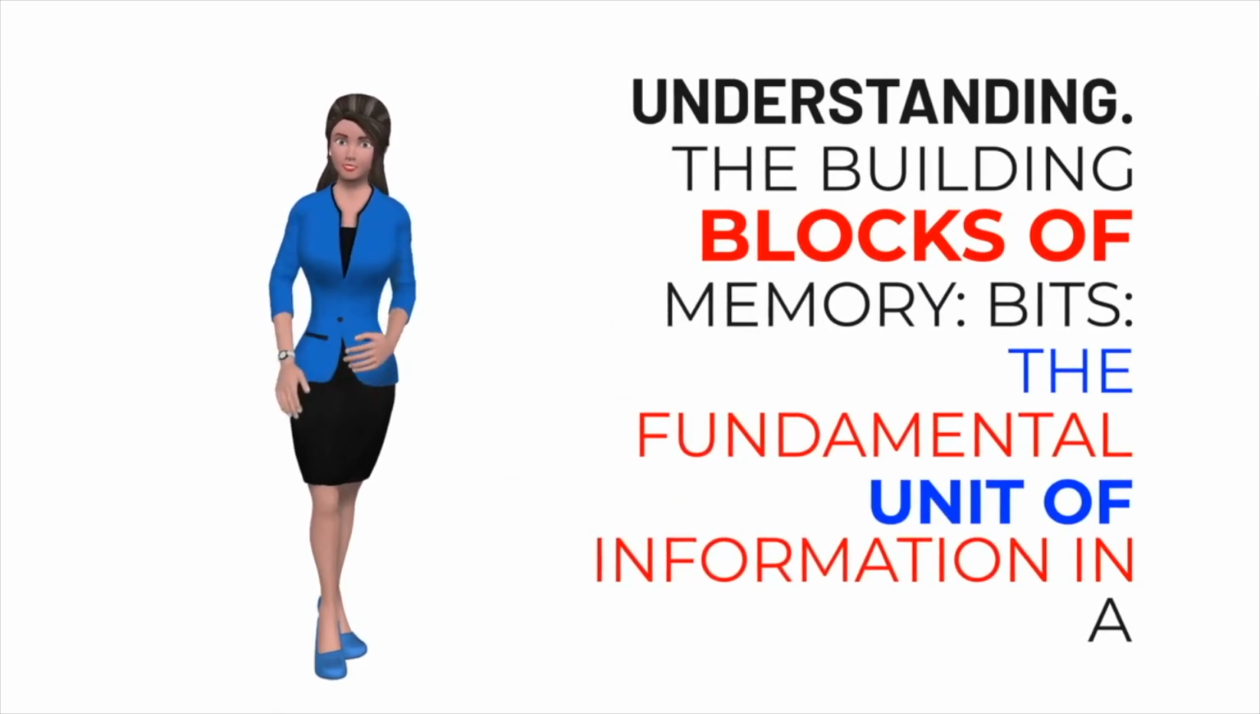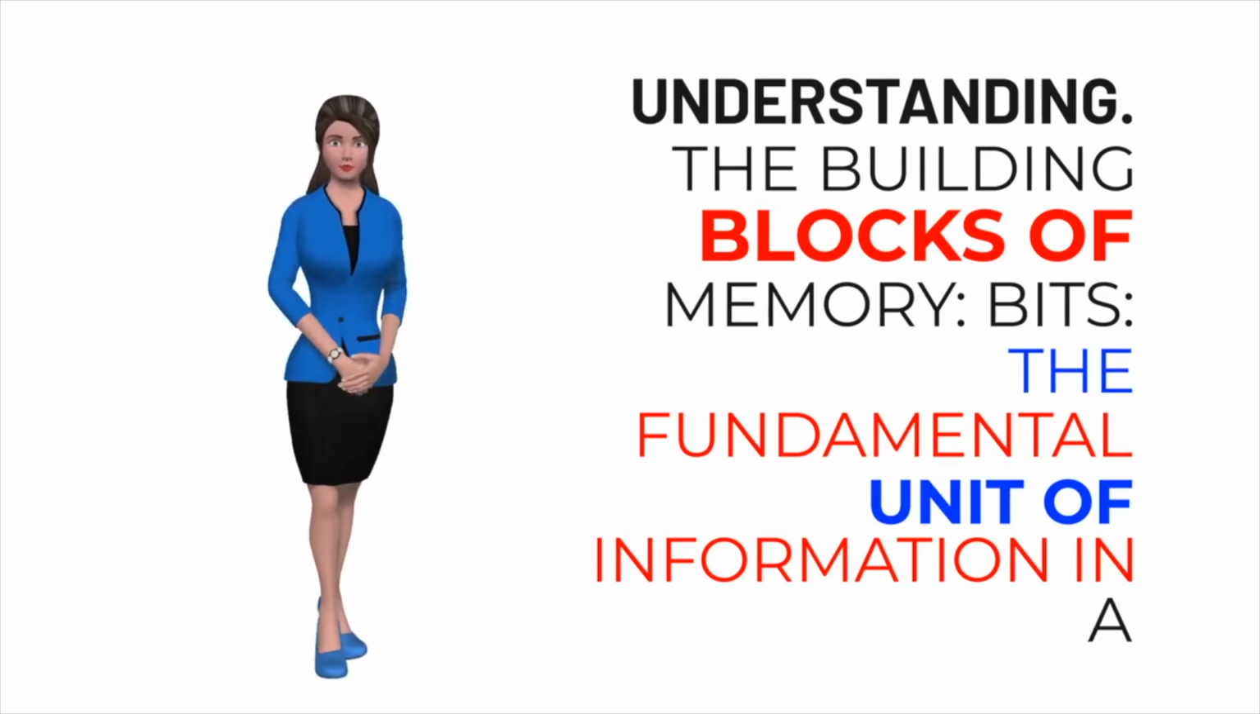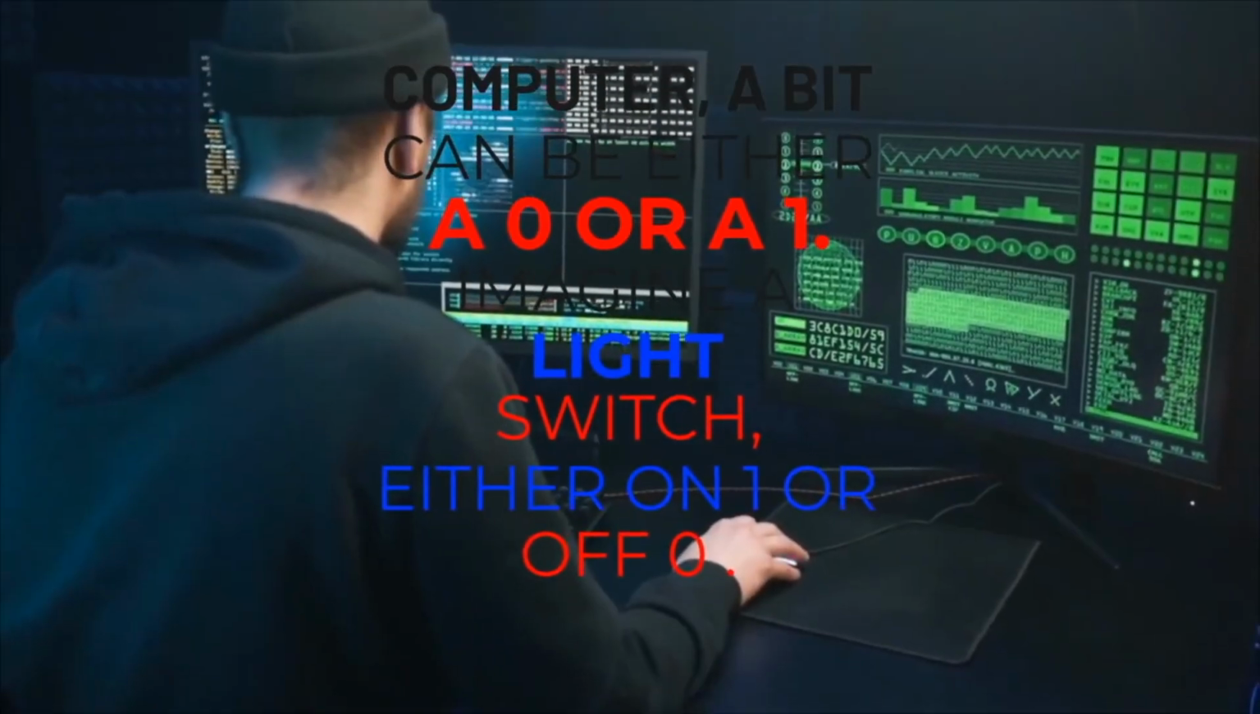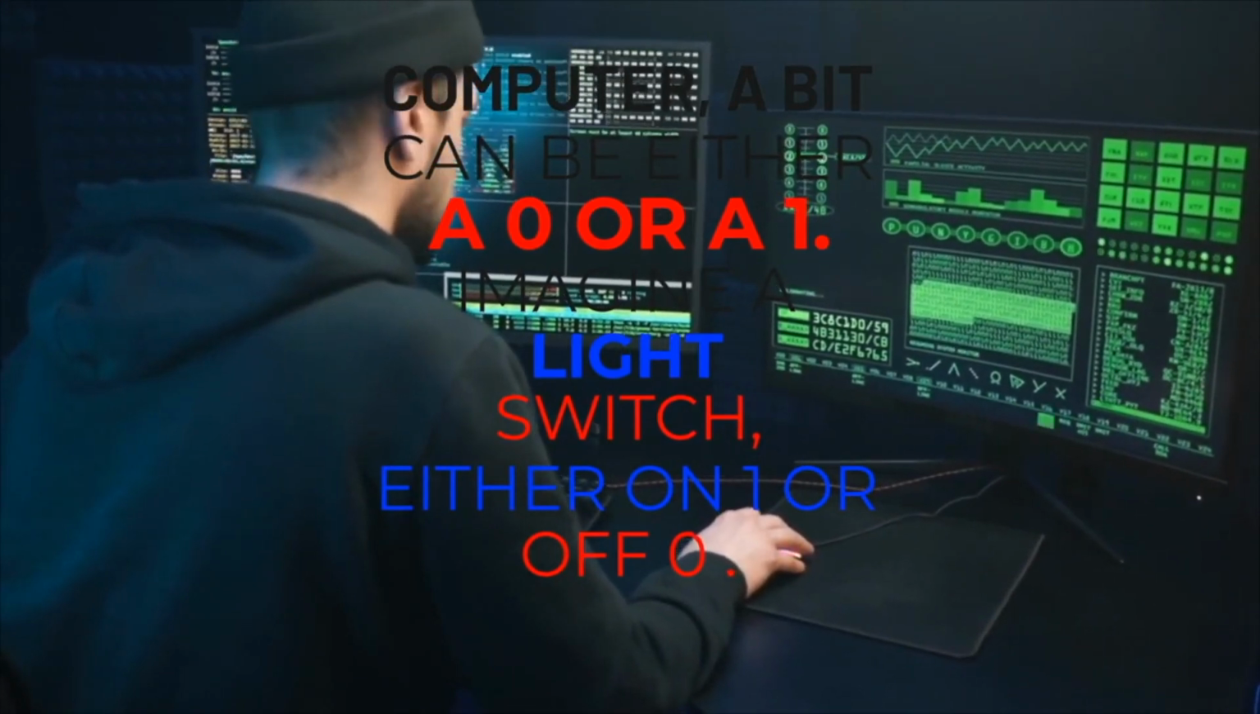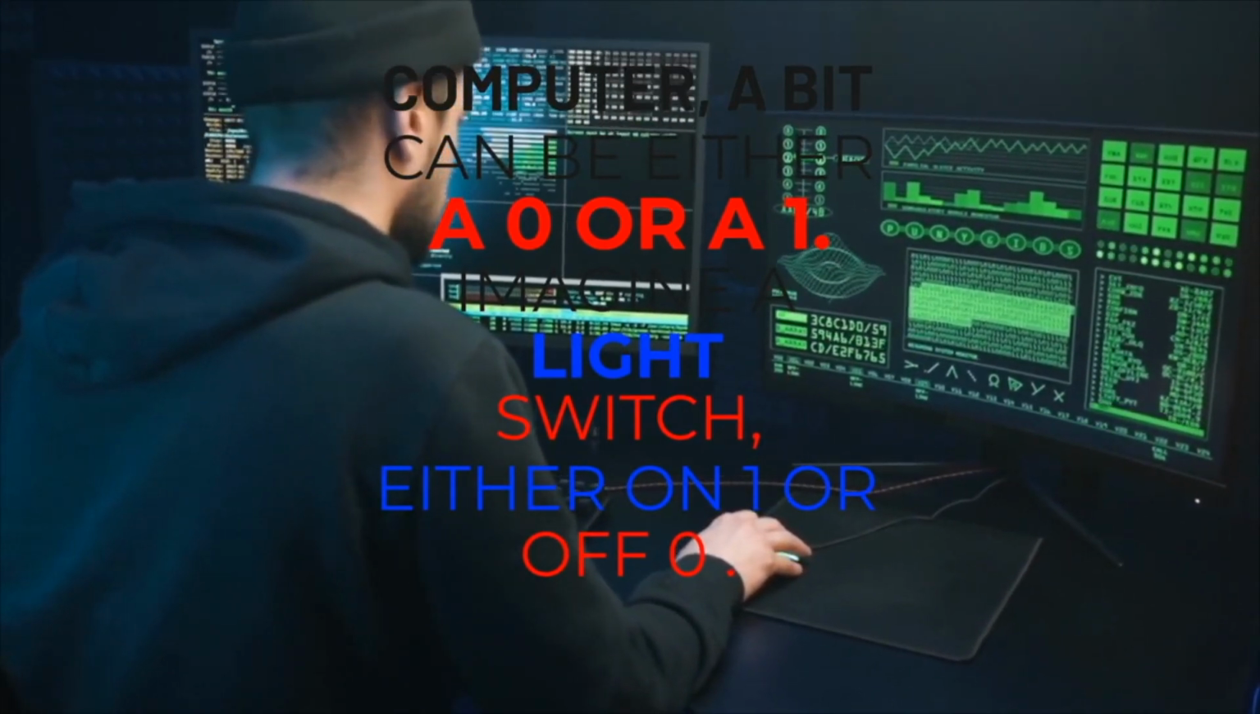The building blocks of memory. Bits. The fundamental unit of information in a computer. A bit can be either a 0 or a 1. Imagine a light switch, either on (1) or off (0).